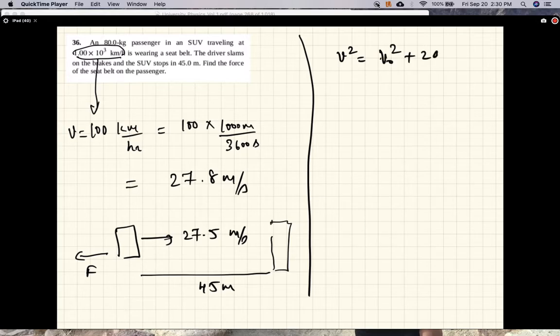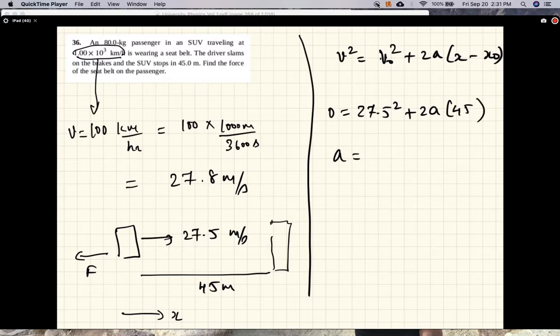v squared equals v naught squared plus 2a times x minus x naught. So that's the x direction. Okay, so the final velocity of the passenger is 0. Initial velocity is 27.5 meters per second. There's the deceleration, and you stop over 45 meters. So 0 equals 27.5 squared plus 2a times 45 meters. Everything is in SI units. So a is minus 27.5 squared divided by 2 times 45 meters per second squared.